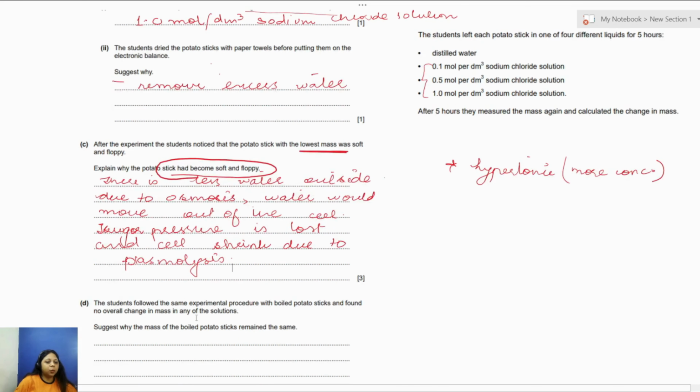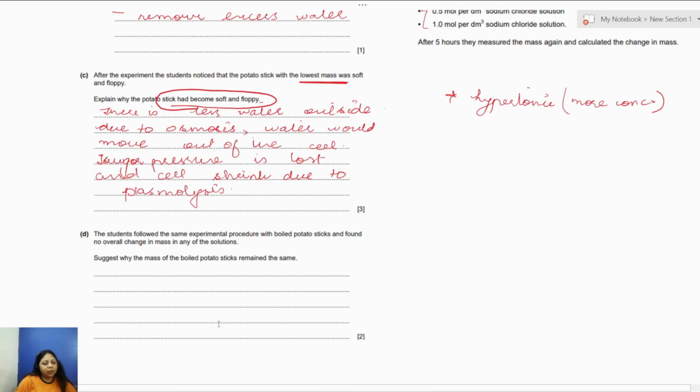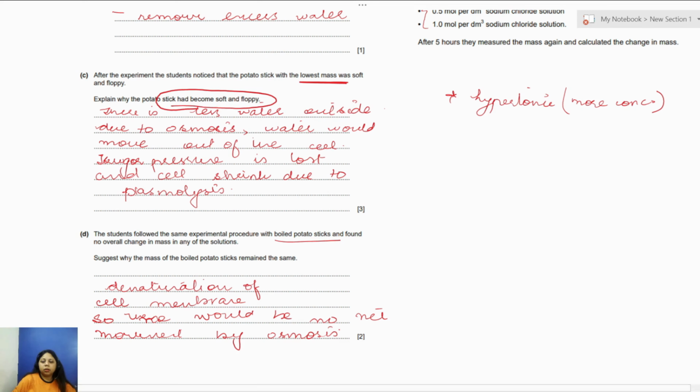Done. Now again the question is here. The student followed the same experiment procedure with boiled potato sticks and found no overall change. Why? So there would be no net movement by osmosis.